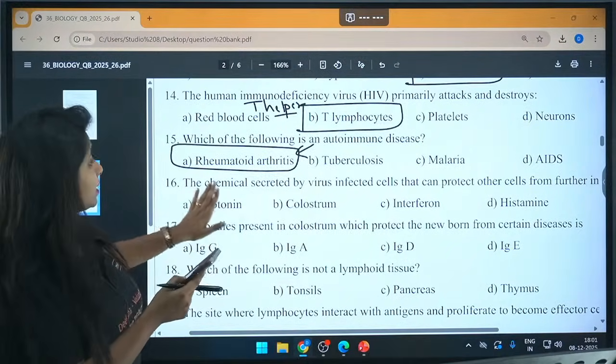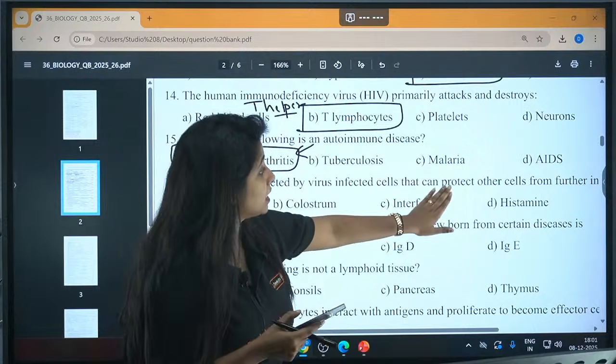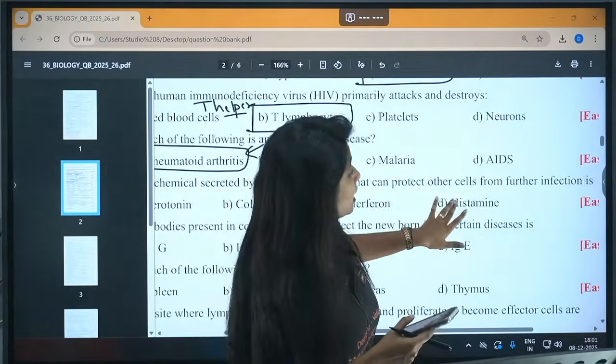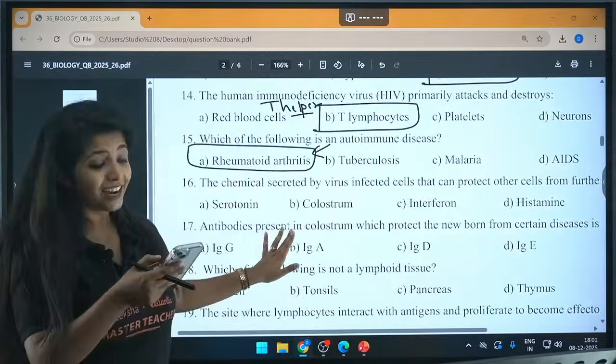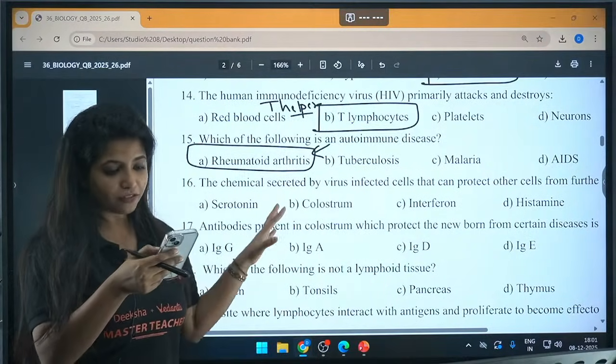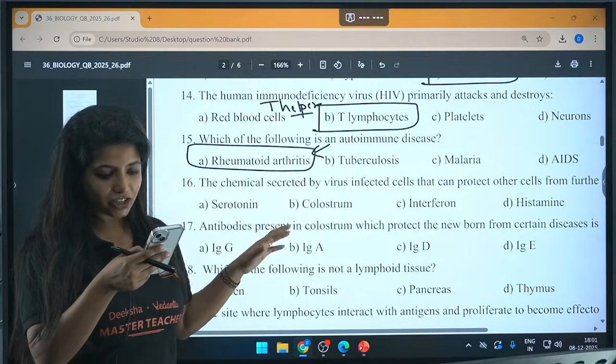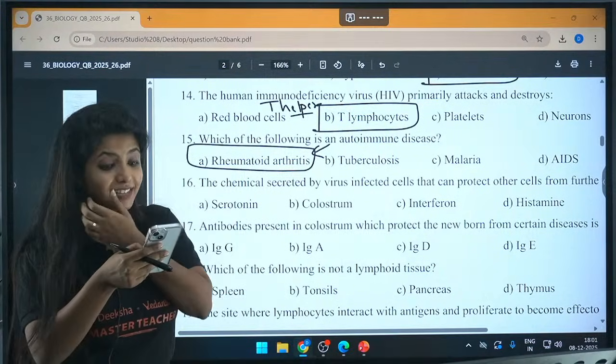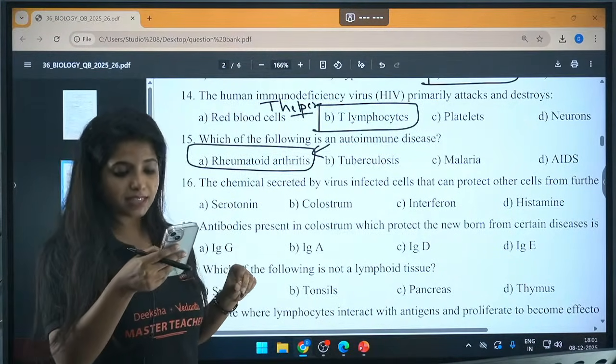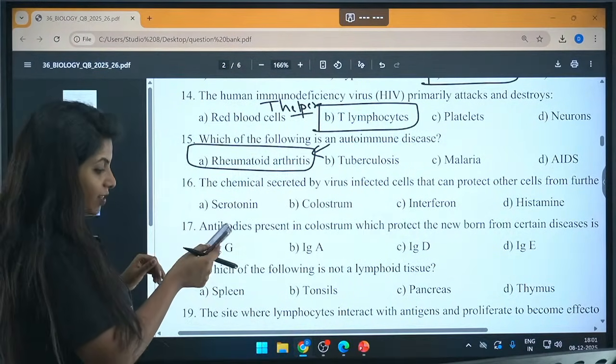Going ahead with 16th question, try to solve this. Okay. The chemical secreted by virus infected cells that can protect other cells from further infection is. Try to solve this. Okay, all of you are in full josh. Putta says 16C. Sagar is here. Hi Sagar. Mansi says 16C. Putta again says C. Children, Sagar also says C.